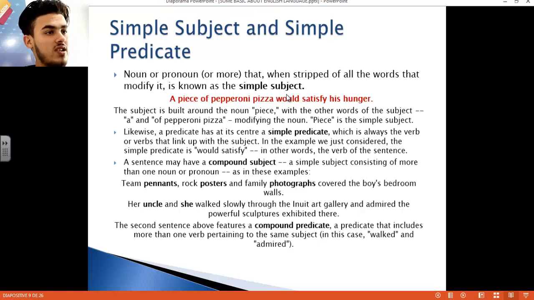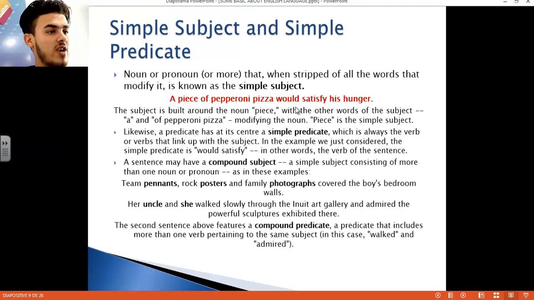Likewise, a predicate has its center, or a simple predicate, like we have seen in the subject, or the core predicate, which is always the verb, or verbs that link up with the subject. In the example we just considered, the simple predicate is would satisfy, and here we are talking about the previous example, and would satisfy here is the simple predicate. In other words, the verb of the sentence.